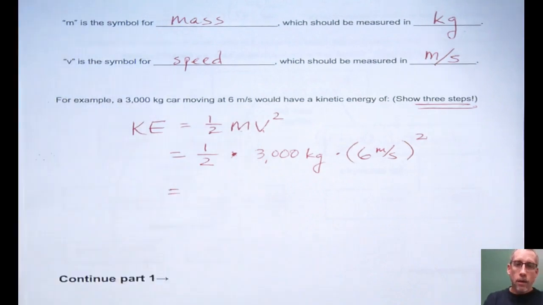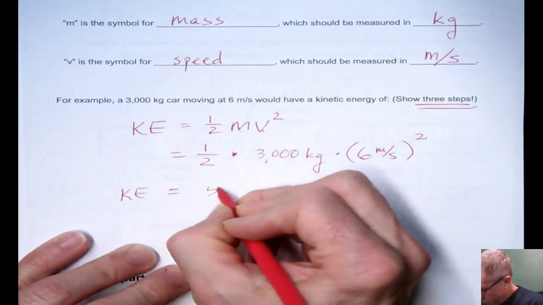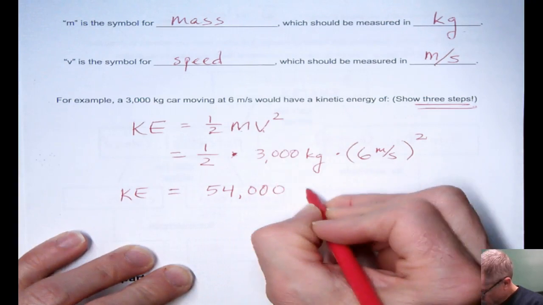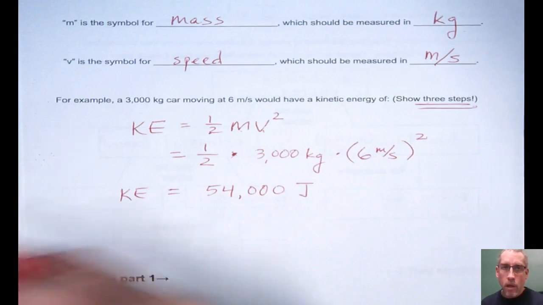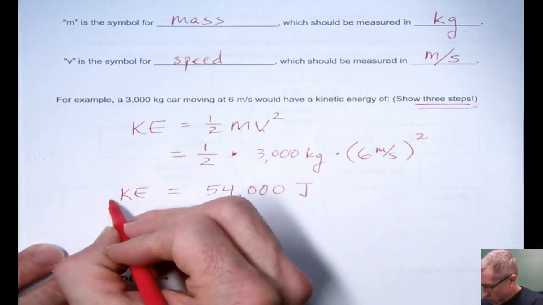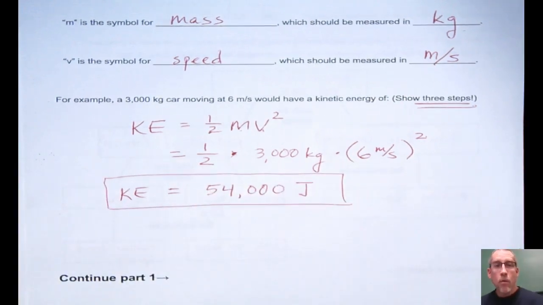Now we would take a calculator. If you don't have a calculator nearby, in my classroom you can always borrow one. And we would just multiply 1/2 times 3,000 times 6 squared, or you could also write 6 times 6, or you could simply put in 36 into the calculator. And this will give you a result of 54,000. Sounds like a really huge number, but when we're talking about big cars moving at kind of normal speeds, we're definitely up in the tens or hundreds of thousands. So the kinetic energy, I like to put a box around my final answer, would be 54,000 joules.